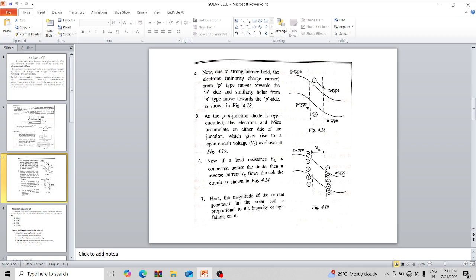As the p-n junction diode is open circuited, the electrons and holes accumulate on either side of the junction, which gives rise to open circuit voltage V0 shown in this figure. Now, if the load resistance RL is connected across the diode, then a reverse current IR flows through the circuit. Here, the magnitude of current generated in the solar cell is proportional to the intensity of the light falling on it.